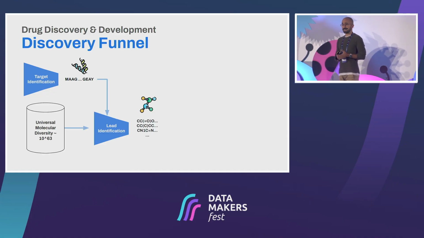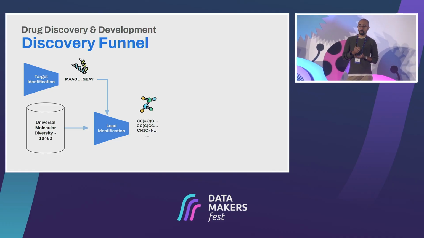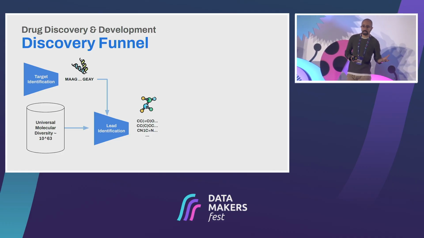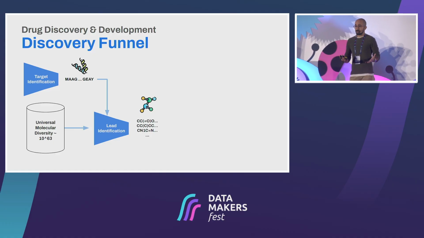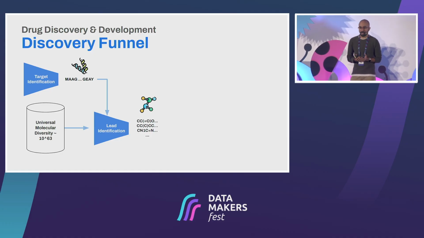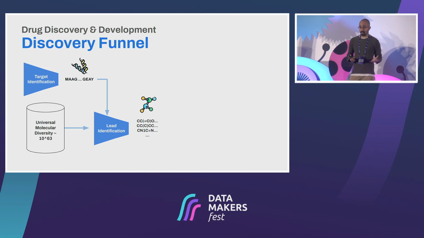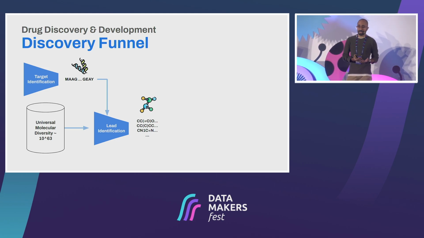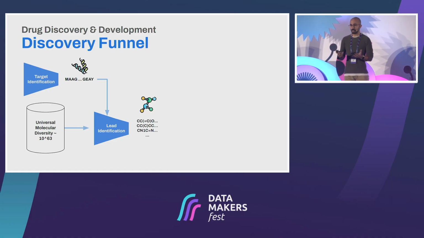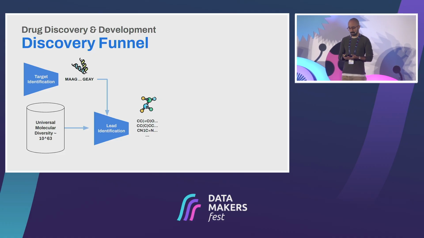Then the next phase is lead identification, finding the small molecules that will bind to your target. Here you typically start from the universal molecular diversity, which is 10 to the 63, so pretty much infinity. The challenge is how you can find the actual molecules that will bind to your target. This is again a funnel, where there are mostly lab experiments in which you test many of these small molecules, first filtering them based on domain knowledge to get to a short list of small molecules that are actually capable of binding to your target.